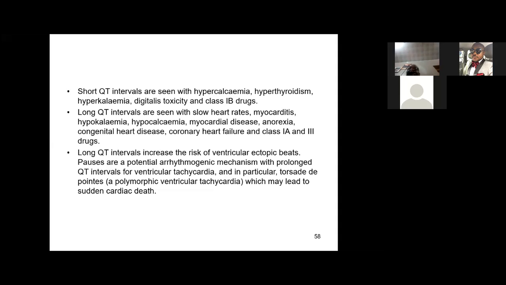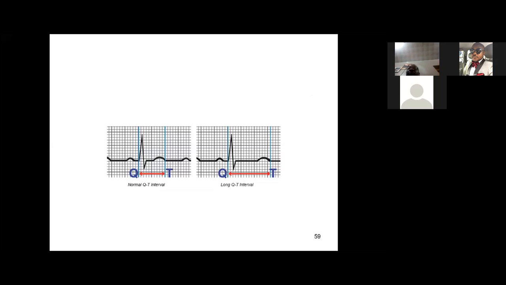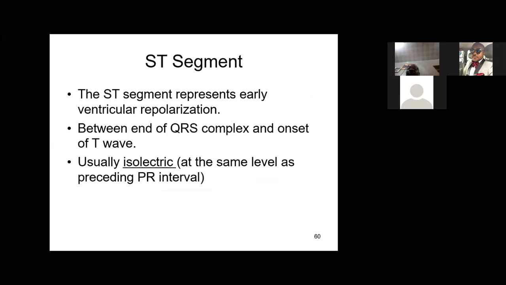Long QT intervals increase the risk of ventricular ectopic beats. It is a potential arrhythmogenic mechanism, with prolonged QT intervals leading to ventricular tachycardia, and in particular torsades de pointes, which may lead to sudden cardiac death. That's an example of a long QT interval.